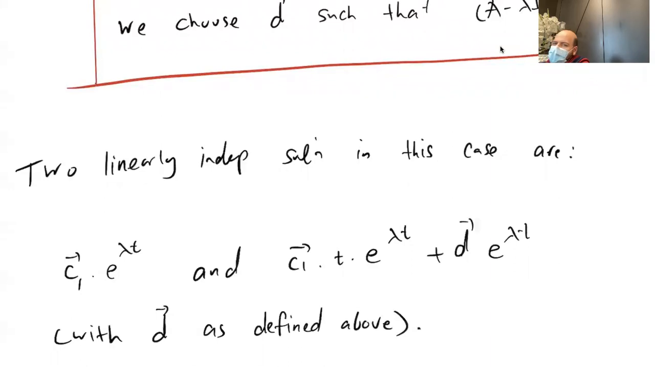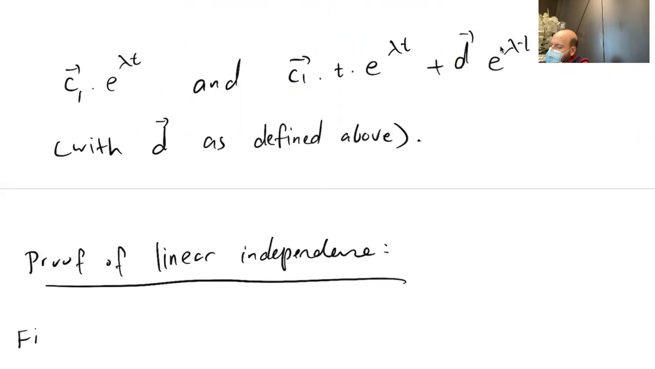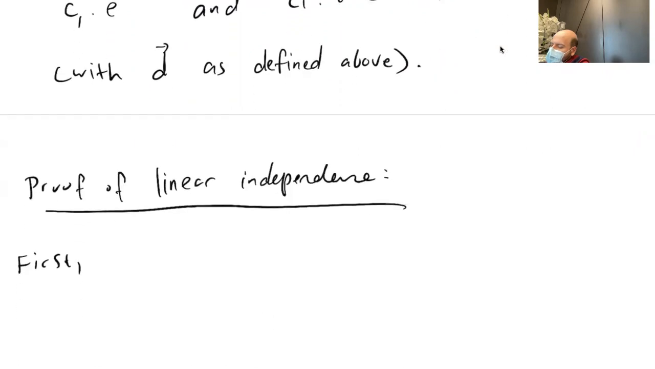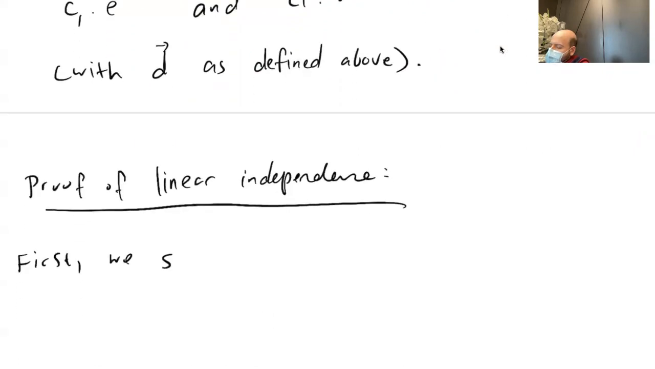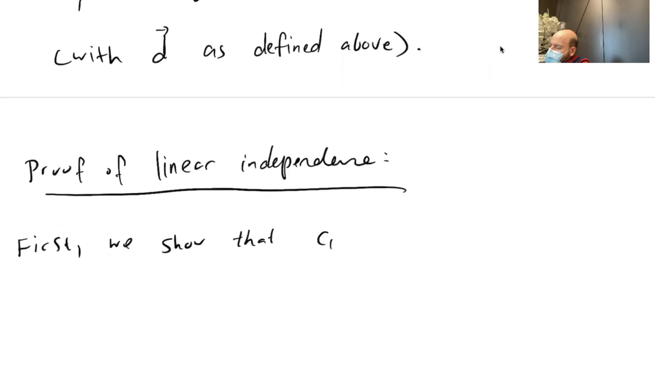Now, how can we show that these two solutions are linearly independent? So proof of linear independence. First, I want to show that C1 and D are linearly independent.